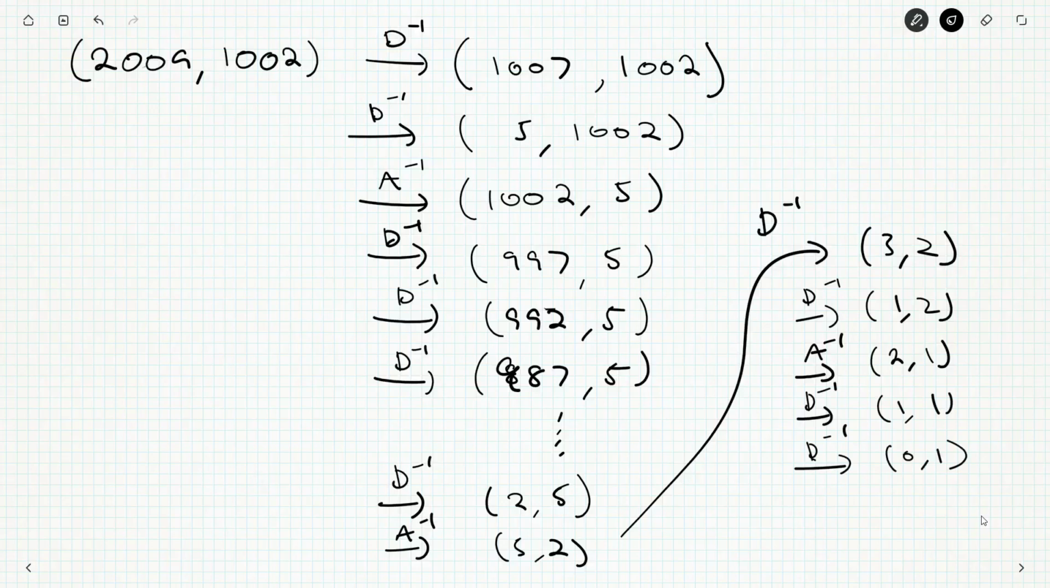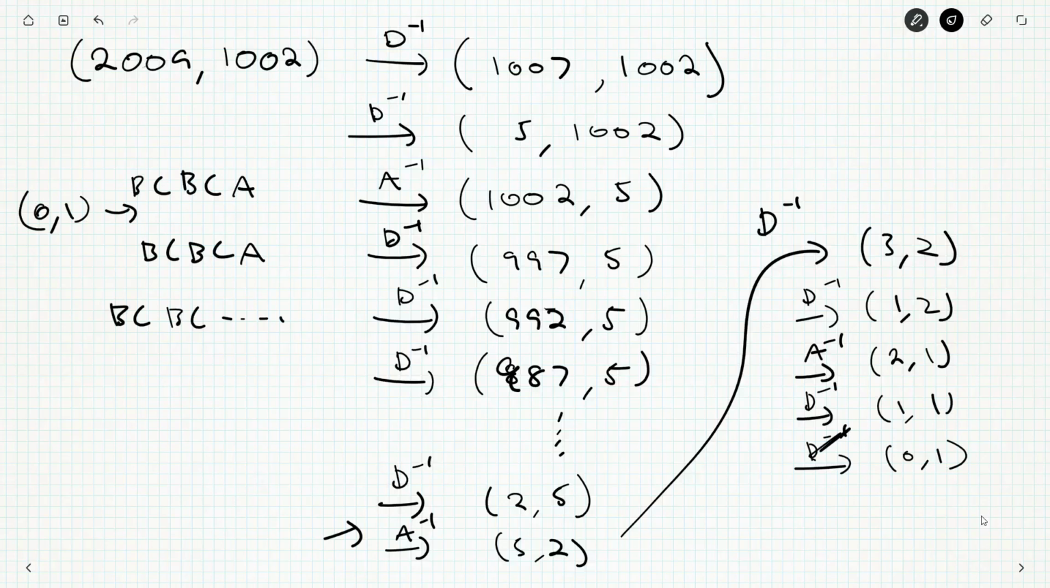Okay, now if we reverse this, so if I start with 0, 1, and I apply, well, what's D? If I apply B, and then C, B, C, A, B, C, B, C, now I'm down here, so I'll apply an A again, and then a whole bunch of B, Cs, and then another A, and then 2 more BCs, I should get 2009, 1002.